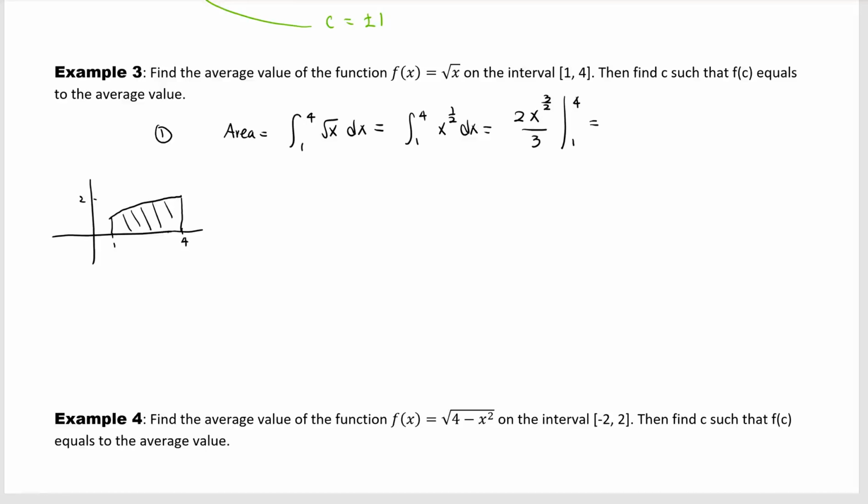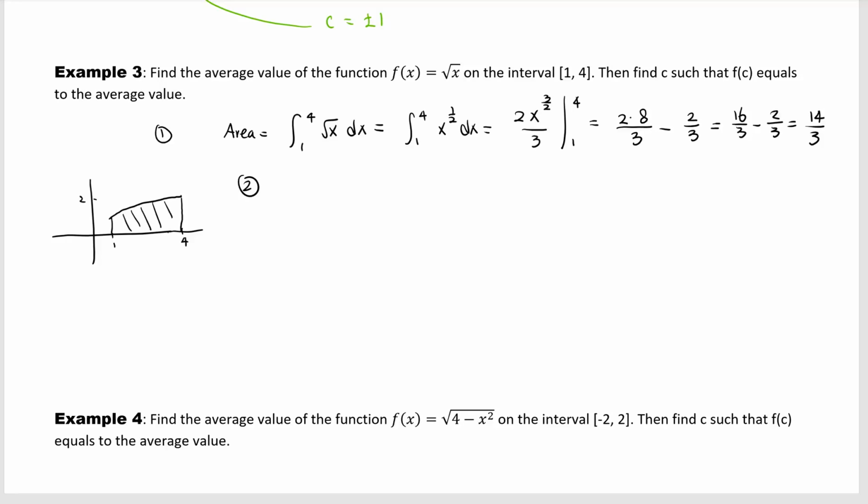So when we plug in 4, what happened? So 4 to the 3/2. Square root of 4 is 2. And then 2 cubed is 8. And then minus, when we plug in 1, we get 2 over 3. So 2 times 8 over 3, that's 16 over 3, minus 2 over 3. So that is 14 over 3. So far, so good. So that is the area.